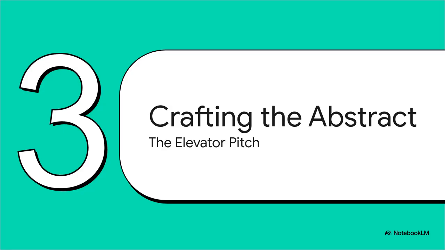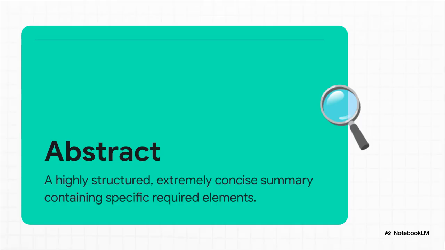Number 3. Crafting the abstract. I know academic jargon can make this sound super intimidating, but simply put, the abstract is your ultimate summary. It's your elevator pitch. Honestly, it's often the very first and sometimes the only thing a peer reviewer or a fellow researcher is going to read before deciding if your whole paper is worth their time. Because of that, it has to be highly structured and extremely concise. There is literally zero room for fluff here.